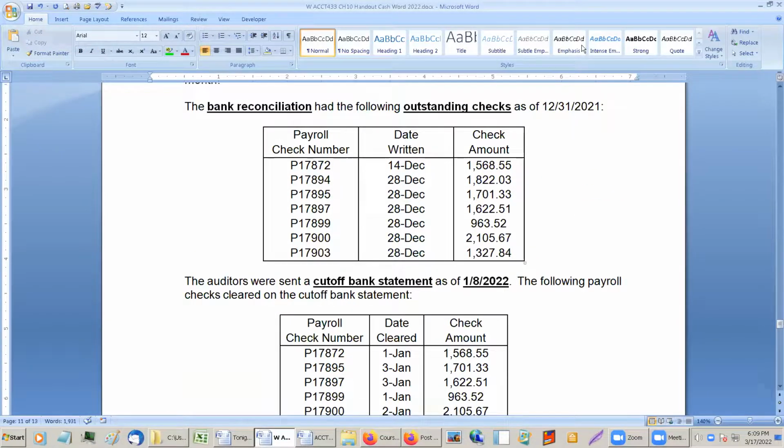Okay, now, if you think about that bank reconciliation, those outstanding checks, most of those checks should have cleared by the 8th. People get paid, they take it home, they go to their bank, they deposit it, and it should clear. Maybe they don't all clear by the end of the month, but certainly by the 8th day, most of those at least will have cleared. So what we're going to do is go through and match up and see which ones of those cleared.